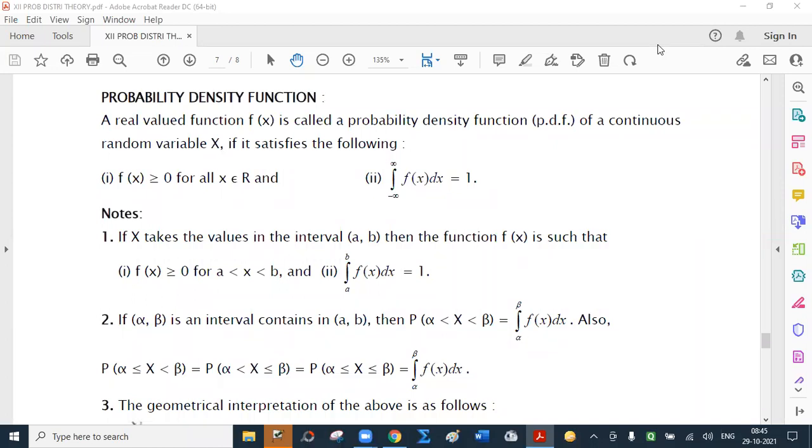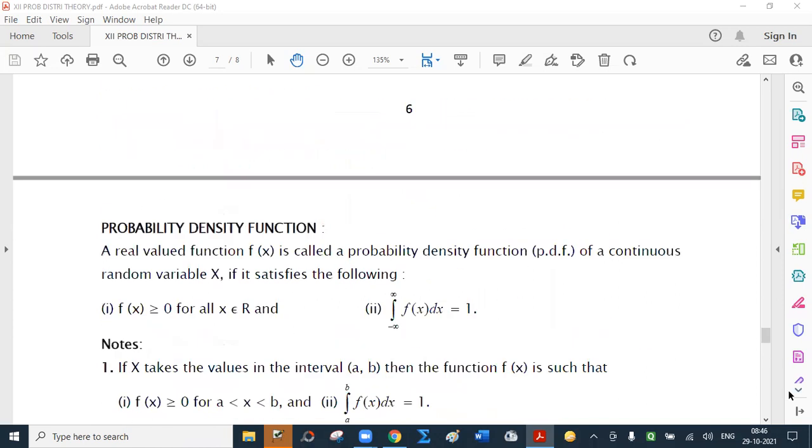In the last lecture, we discussed about probability density function. In case of discrete random variable, we use probability mass function. And in case of continuous random variable, we use probability density function. A real valued function f of x is called a probability density function, the standard short form PDF, of a continuous random variable x if it satisfies the following. f of x is greater than or equal to 0 for all x belonging to the set of real numbers, and integral minus infinity to infinity f of x dx equal to 1.